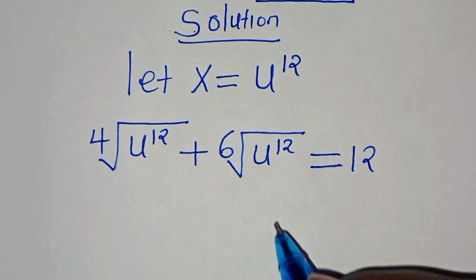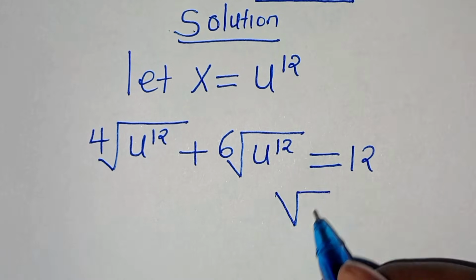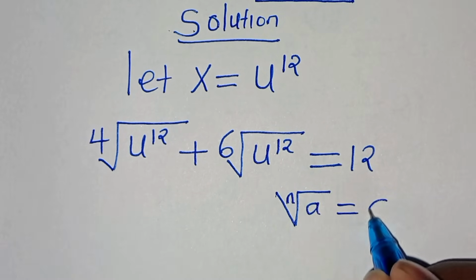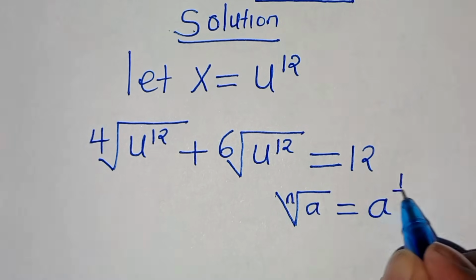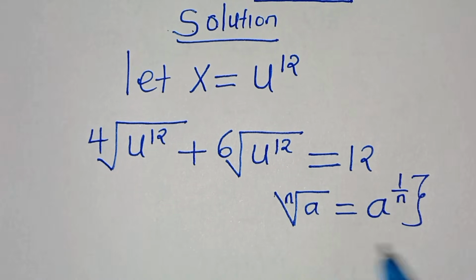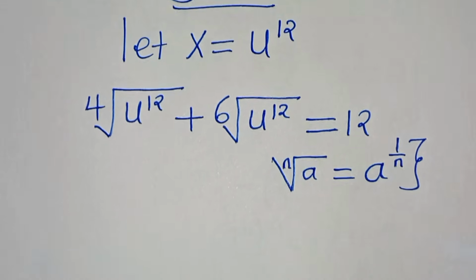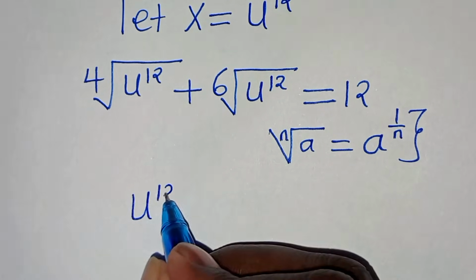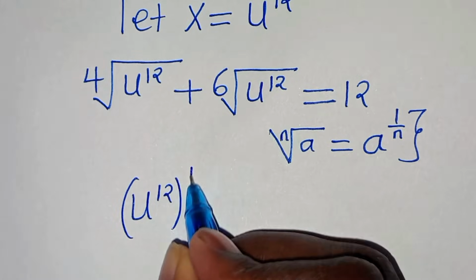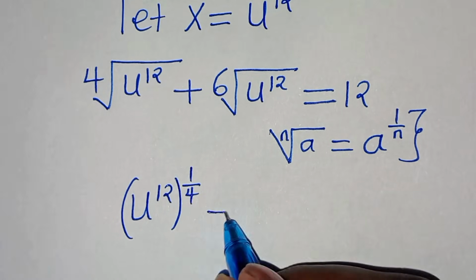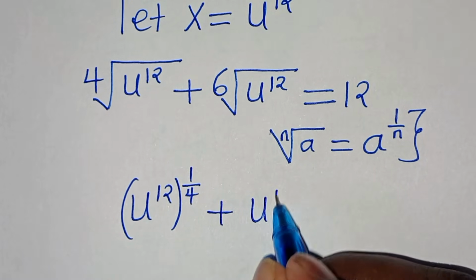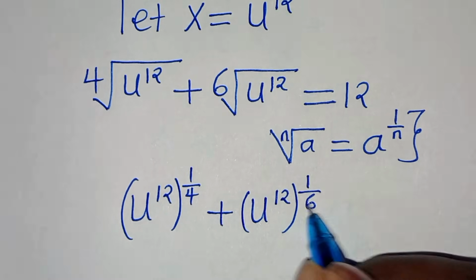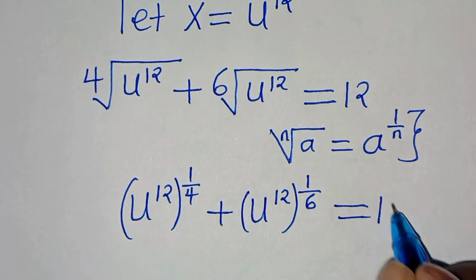The next step is that if we have the nth root of a, this is the same thing as a to the power of 1 over n. Let's apply this property so that now we have u to the power of 12 raised to the power of 1 over 4, then plus u to the power of 12 raised to the power of 1 over 6. This is equal to 12.